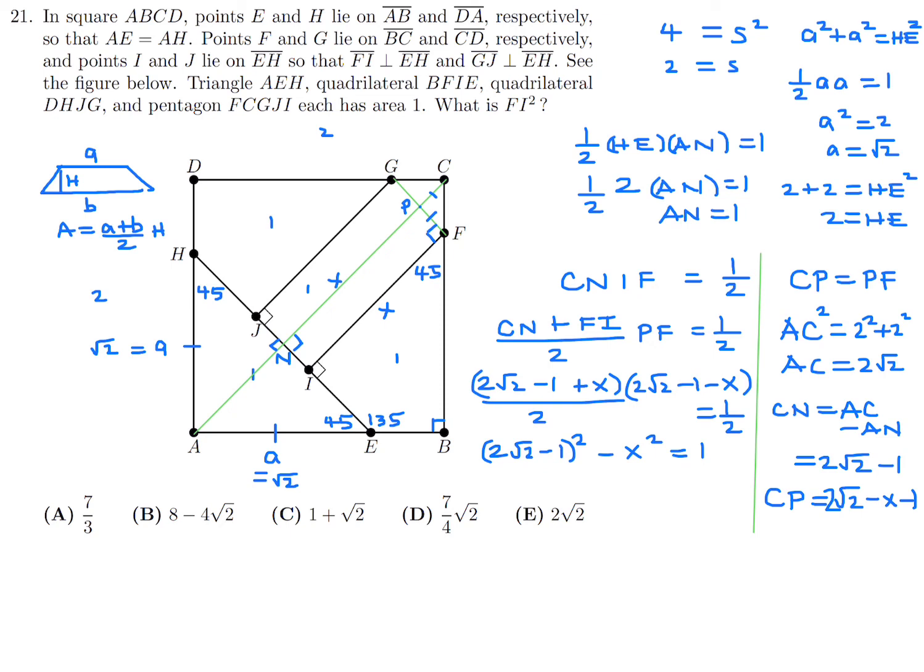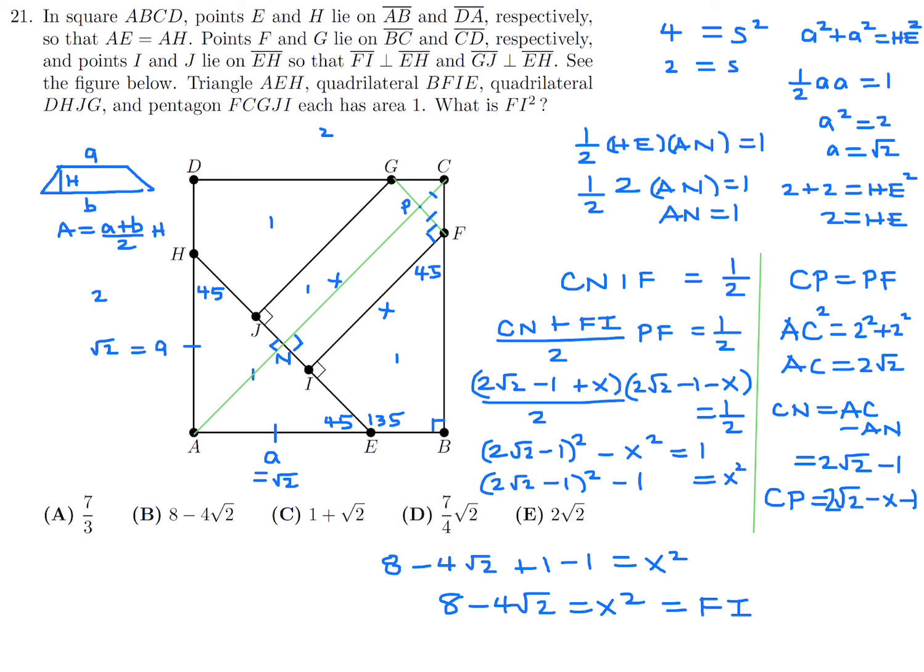So that basically means that x squared will be this 2 root 2 minus 1 squared minus 1. Let's expand that. So that's going to be 8 minus 4 root 2 plus 1 minus 1 is x squared. So that is 8 minus 4 root 2, which is x squared. Now x was used to denote FI, so that is basically FI squared. And that's exactly what they wanted us to figure out. 8 minus 4 root 2. So number 21, B is the answer.